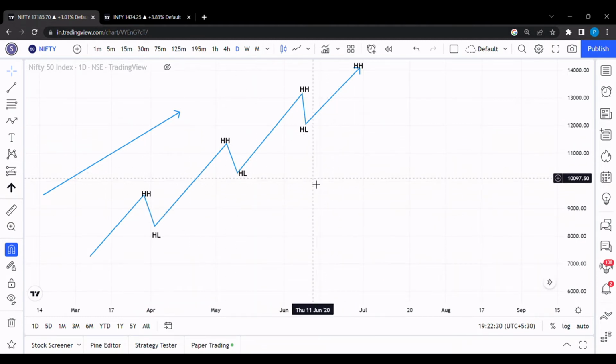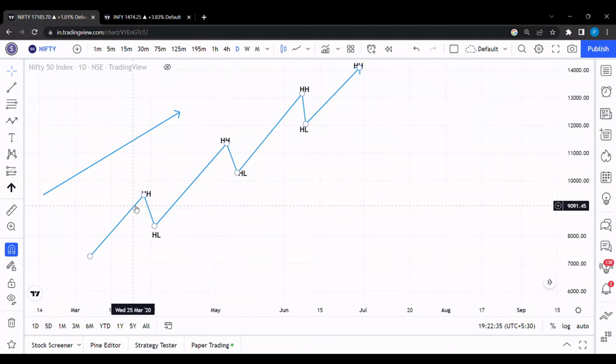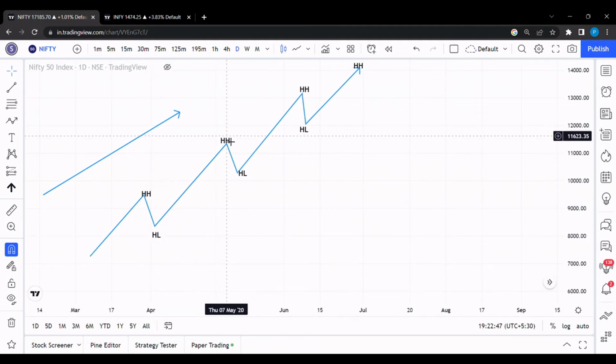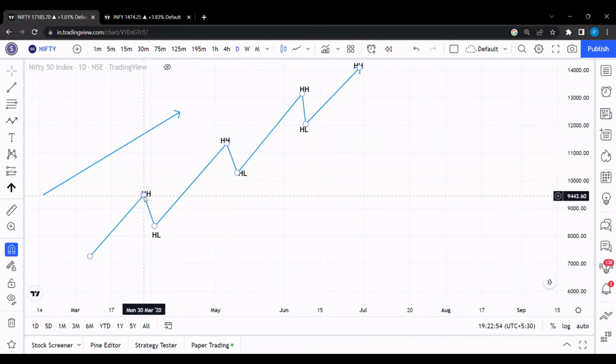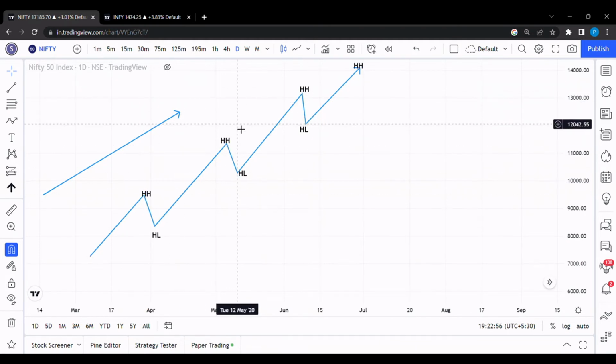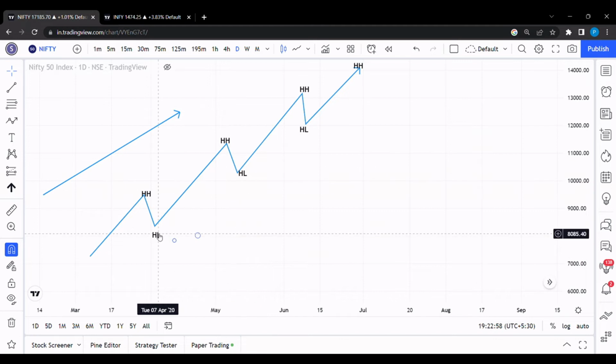Higher low. So always remember, if a market is in an uptrend, it will not move like this. It will go like this. It will make a high, then it will come a little down, and it will make a higher low, and again it will go up, and again it will make a higher low, and go up, and make a higher low. Why is this a higher high? Because it is higher than the previous high. And why is this a higher low? Because this low is higher than the previous low. Now let's see the charts.